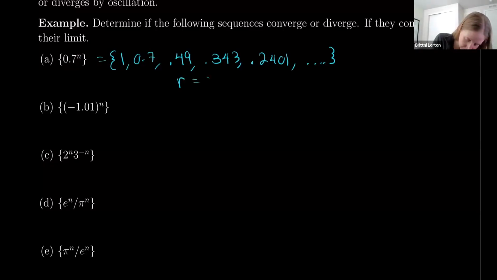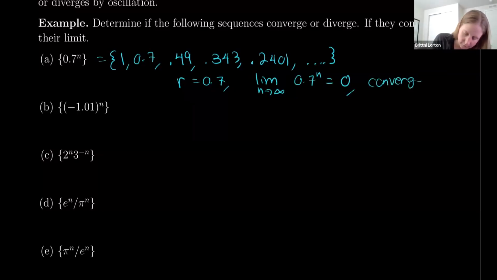So I have my R in this case is 0.7. The limit of this sequence as n goes to infinity was going to be 0, which means that this sequence converges. Okay, for part B, you can start to notice for that one some very similar things here.